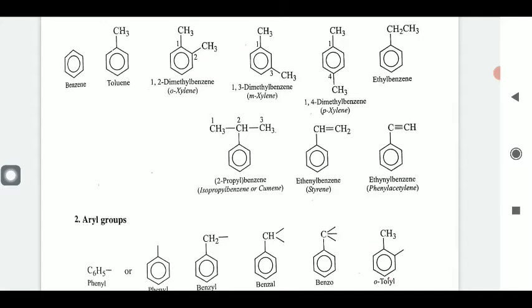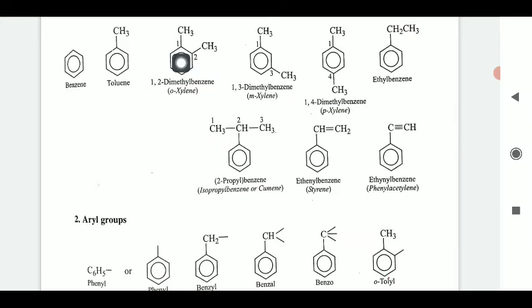There are some names. This is benzene. For compounds like this, the side chain CH3 is directly attached to the ring. So this compound falls in the category of nuclear substituted compounds. The name of this compound is methyl benzene, or simply, the common name of this compound is toluene.